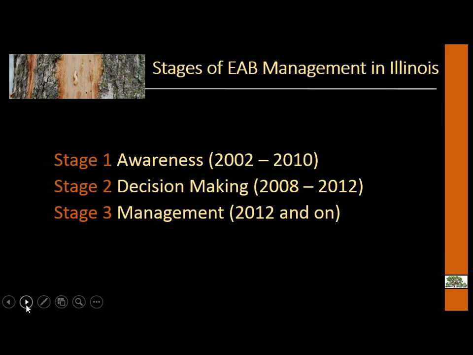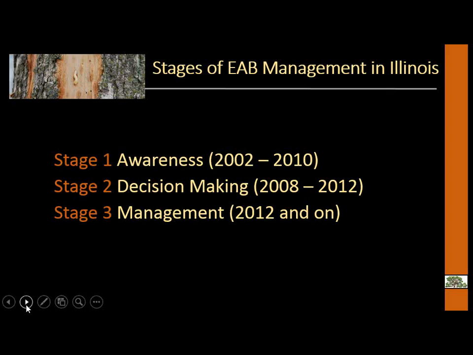I'm going to come back to this image in a few slides, specifically about Vermont, and I want to show kind of the three stages of EAB management that occurred in Illinois. In 2002, this first stage, what I call awareness, and that is, in 2002, EAB struck the Detroit area and across the river in Canada. And so for those 8 years, 2002 to 2010, in general, the communities became more and more aware and informed of what the issue was.